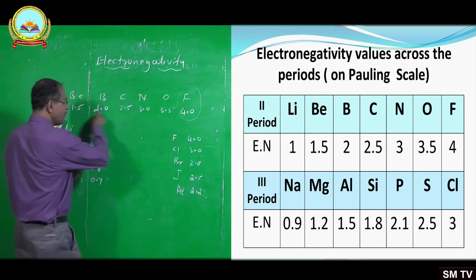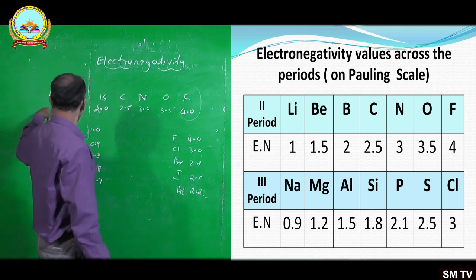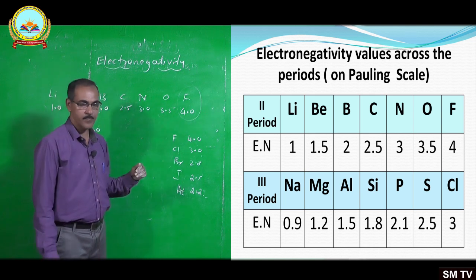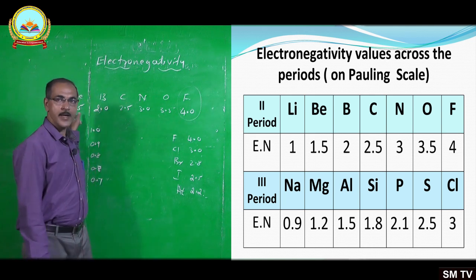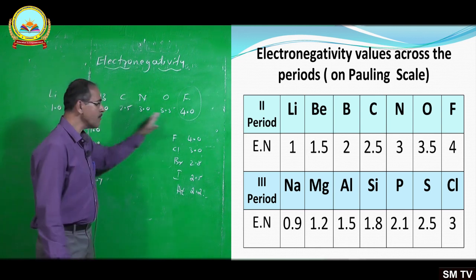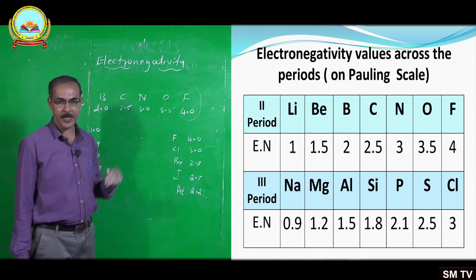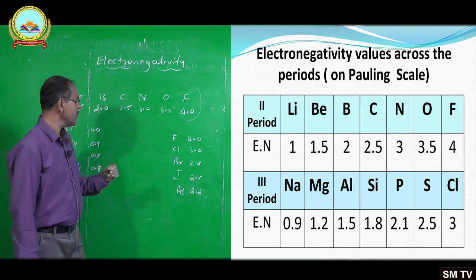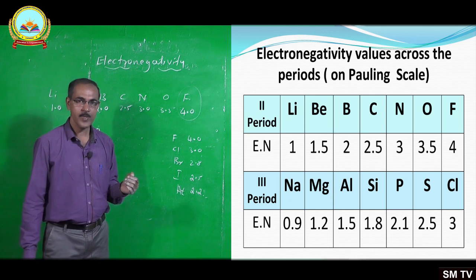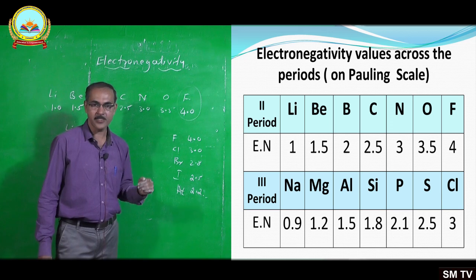Fluorine is the most electronegative element in the periodic table. Now, across the period, in general, the electronegativity value increases. Why does it increase? You know this: across the period, effective nuclear charge increases, then the atomic radius decreases, thereby the electronegativity increases.